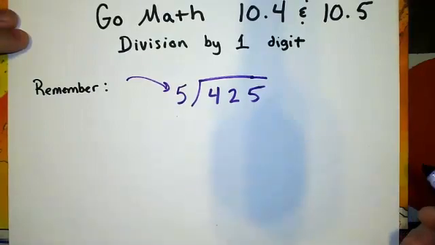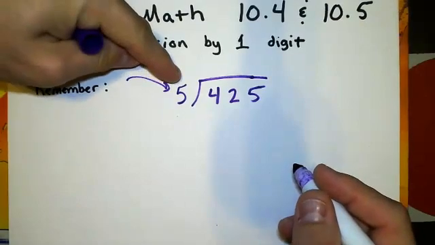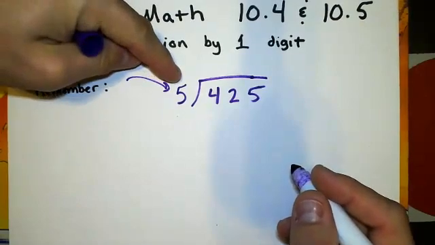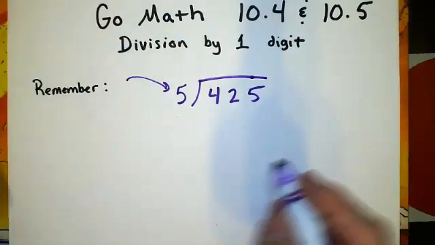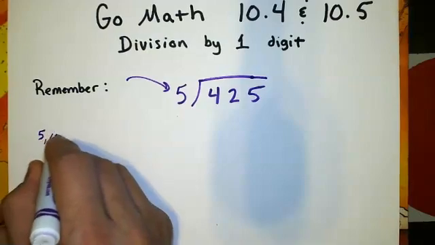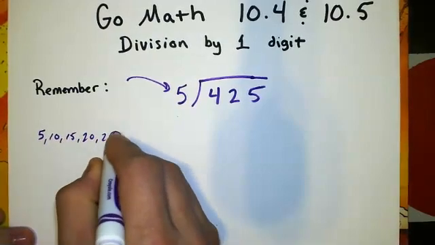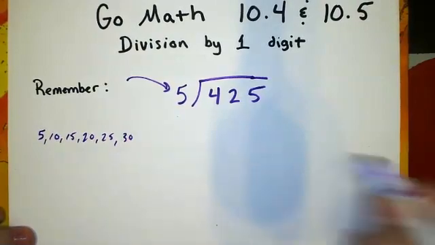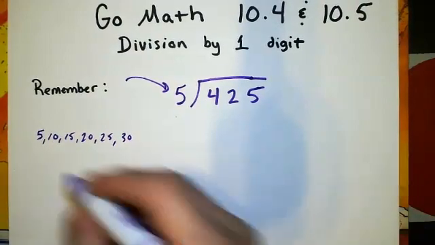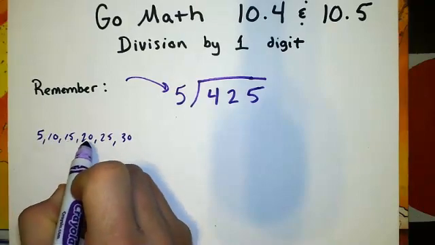So a good way to do this, if you don't know where to get started, is to make a little small multiplication chart. Or if you have a multiplication chart, that's fine too. But I'm going to just come over here and start writing some 5s. So 5, 10, 15, 20, 25. I'll go to 30. If we need to go more, then that's fine too. But remember, we have 5 times 1, 5 times 2, 5 times 3, 5 times 4, 5 times 5, 5 times 6.